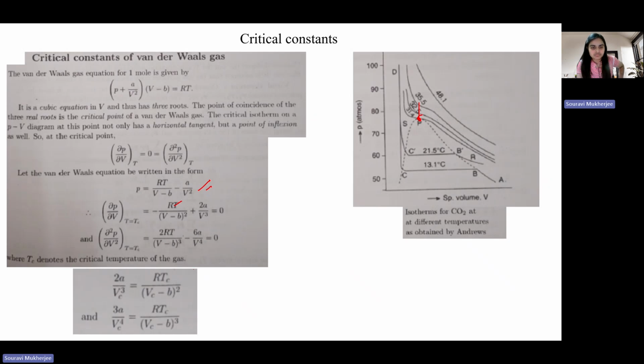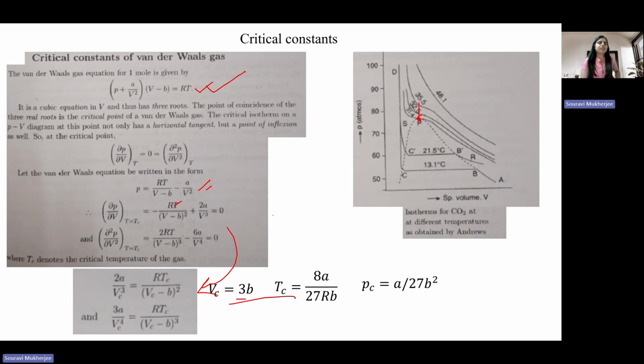So now from here, you can solve for Vc between these two equations, and you see that Vc is given as 3b. Again, you put the value of Vc in one of these expressions and find the expression for Tc, which is given as 8a by 27Rb. Then you can use these two, Vc and Tc, in the first expression that you have here, and get an expression for Pc. So these are the different critical constants of a van der Waals gas.